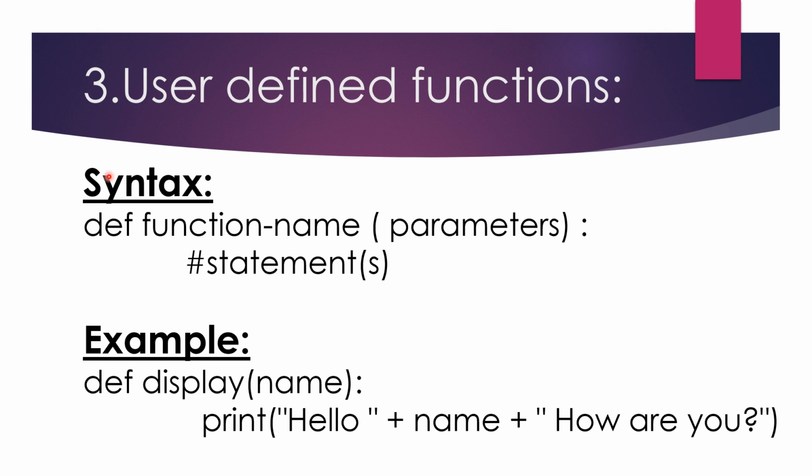Now let us see user defined function in detail. Here is the syntax of it. First we write def, which basically means defining a function. After def we write the function name. Then we write the parameters of it. Then we write the statement. For example, you can see here def, then we have written the function name, then here is the parameter, and we have written here print hello name how are you. This is a user defined function. This function is created by the user.